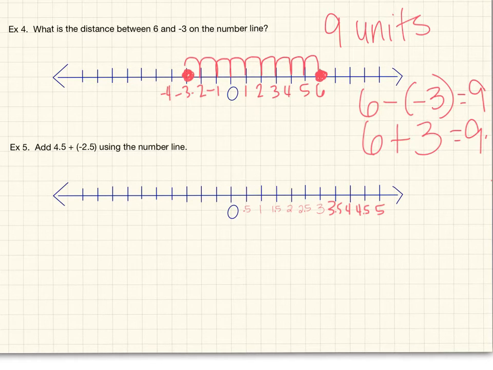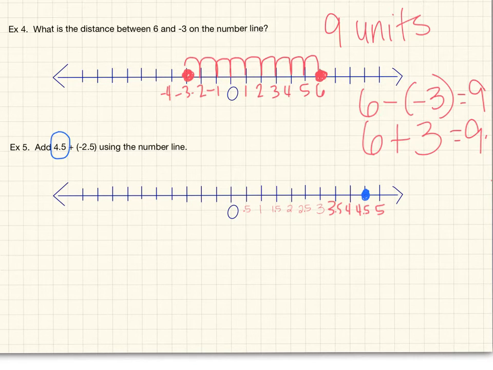And then what we're going to do is, just like before, we're going to start at the first number in our problem. So 4.5 is going to be right here. And then what we have to do is we're going to be adding a -2.5. Because we're adding a negative, that means we're moving to the left on the number line. Okay? But here's the part that gets a little bit confusing. We need to go 2.5 units to the left, but each unit is only a half unit.